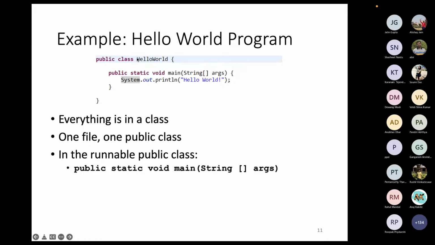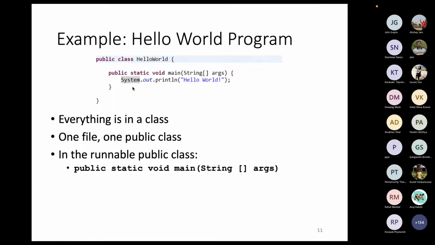So the name of the class is hello world. Main is a method inside this class hello world, and this main method is visible from outside the class. So this has to be visible from outside the class. So this is one thing.